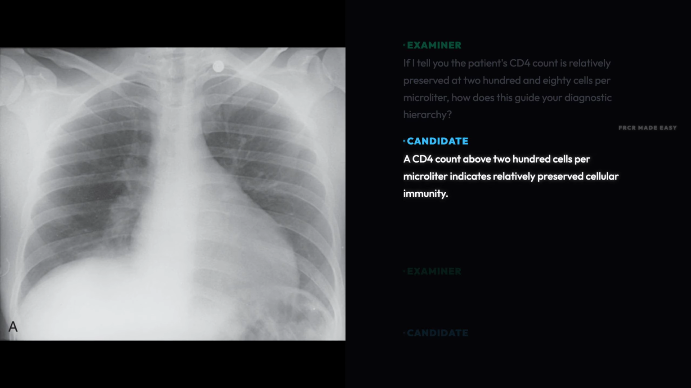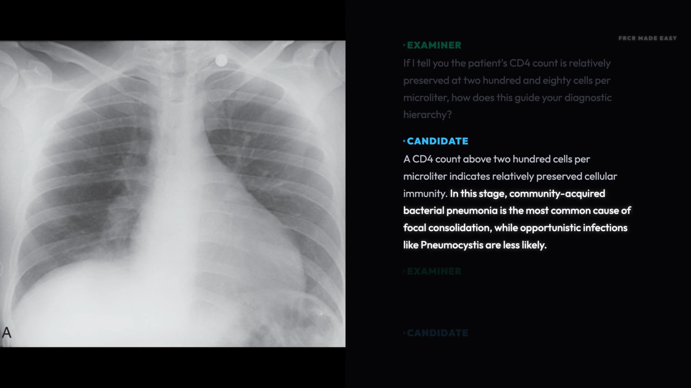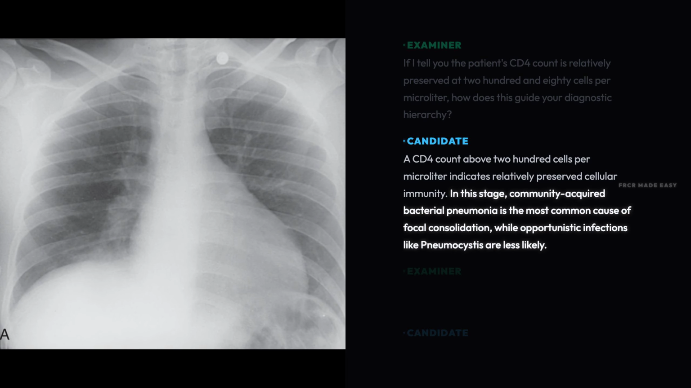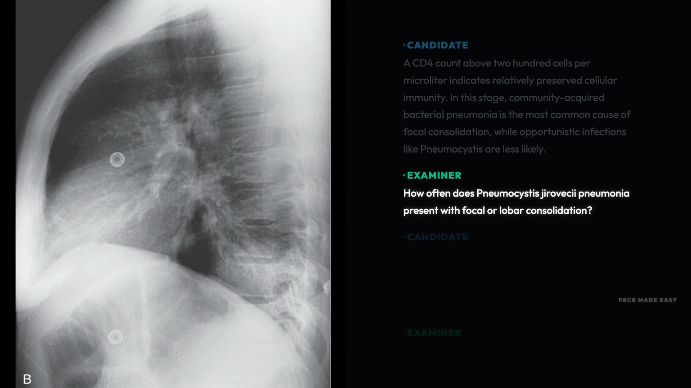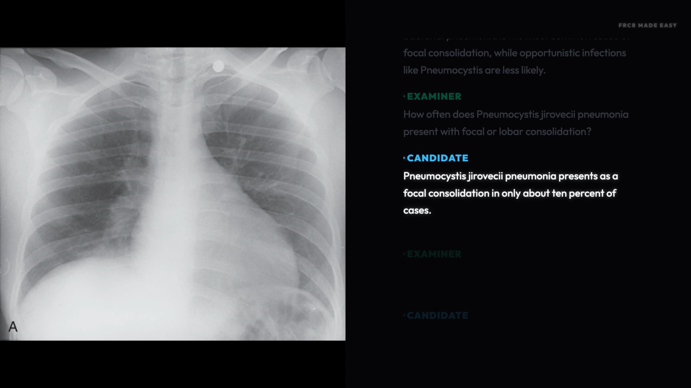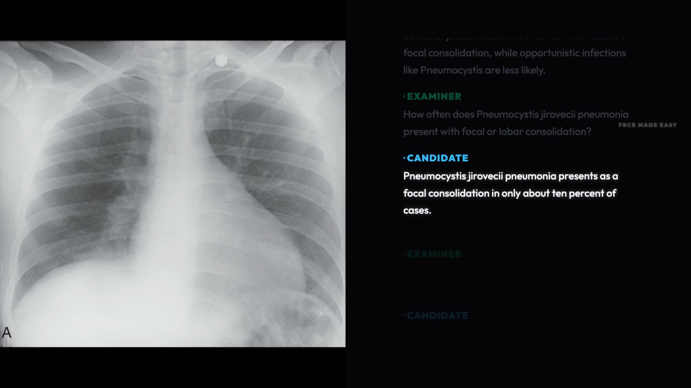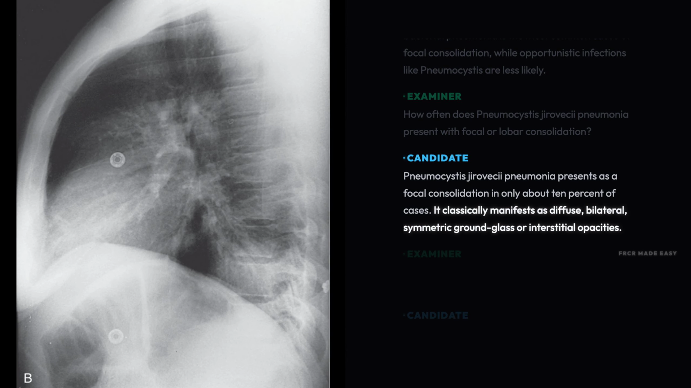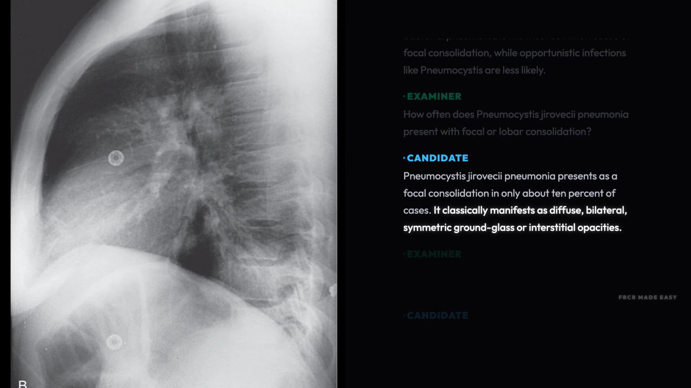In this stage, community-acquired bacterial pneumonia is the most common cause of focal consolidation, while opportunistic infections like pneumocystis are less likely. How often does pneumocystis jirovecii pneumonia present with focal or lobar consolidation? Pneumocystis jirovecii pneumonia presents as a focal consolidation in only about 10% of cases. It classically manifests as diffuse, bilateral, symmetric ground glass or interstitial opacities.